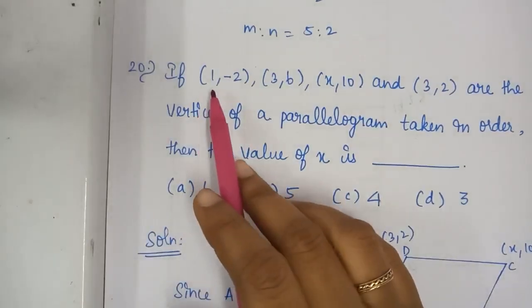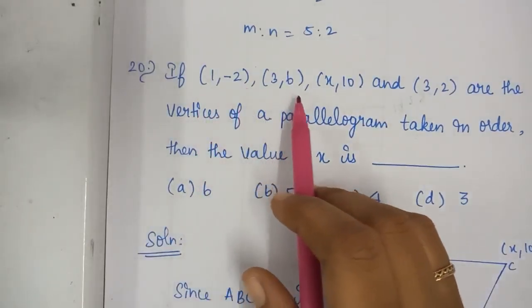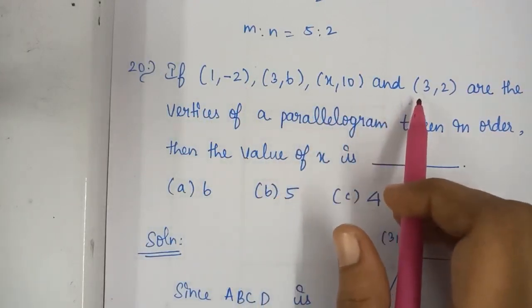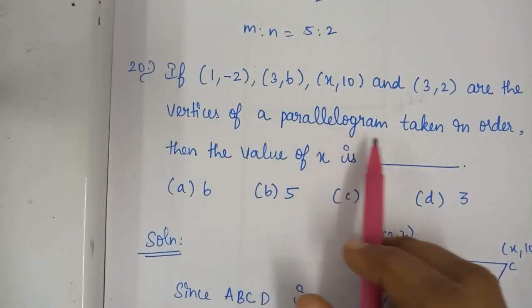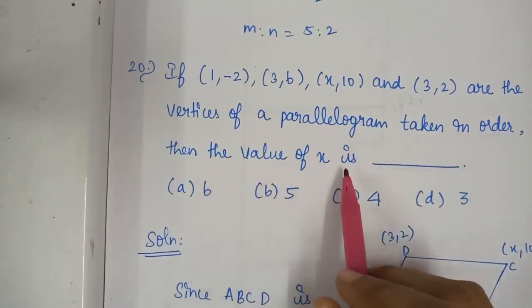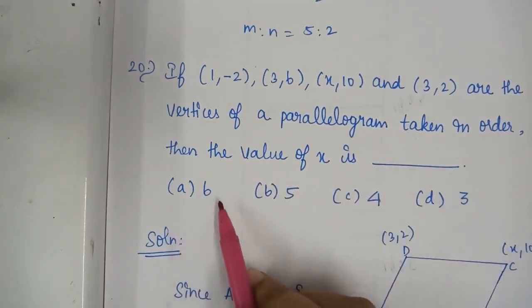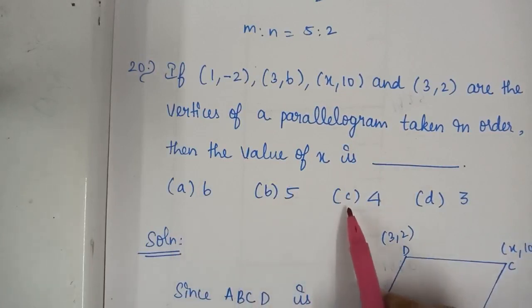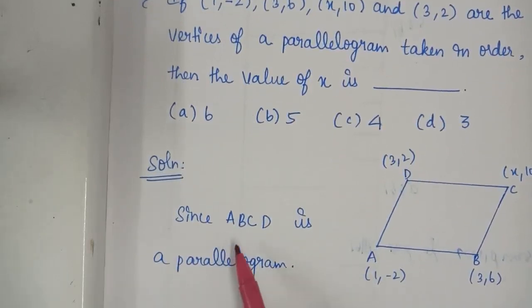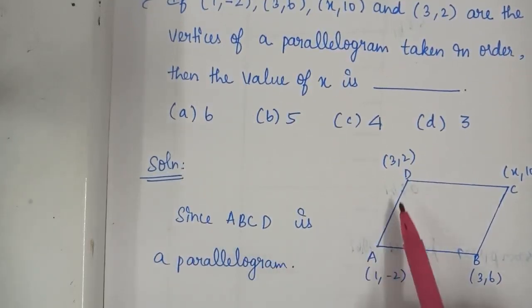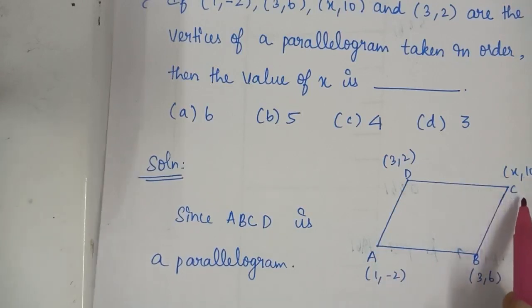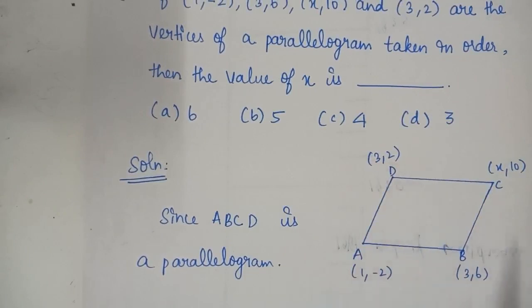Question number 20. If (1, -2), (3, 6), (x, 10) and (3, 2) are the vertices of a parallelogram taken in order, then the value of x is dash. Option A 6, option B 5, option C 4, option D 3. Solution, we consider ABCD is a parallelogram. So you just draw one rough diagram and mark the vertices ABCD. The coordinates of A is (1, -2), B is (3, 6), C is (x, 10) and D is (3, 2).